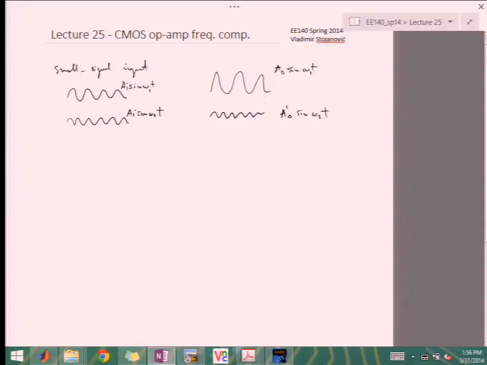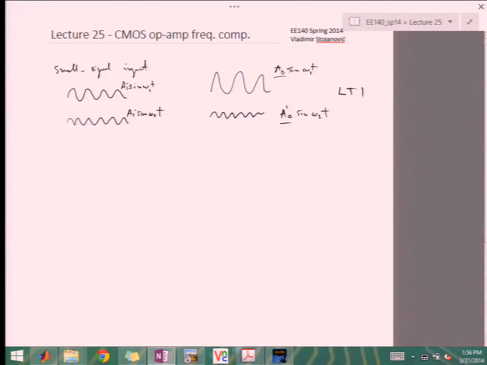So the ratio of AO and AO prime will depend on the frequency response of the amplifier, right? If I start rolling off, then obviously AO prime will be smaller than AO. But if I put in a sine I'm getting a sine out. Okay, so that means it's a linear time invariant system.